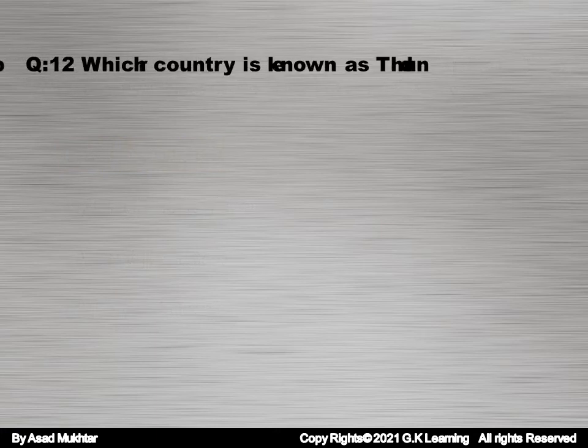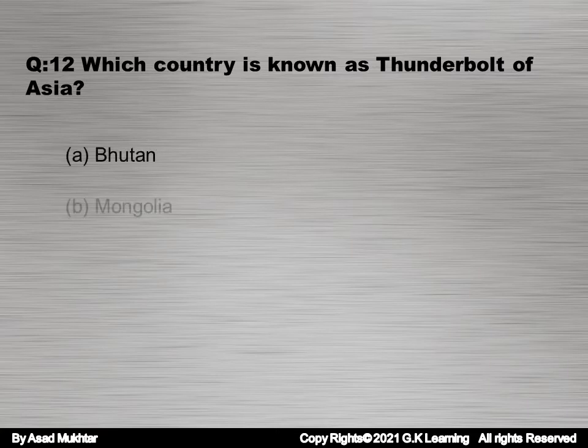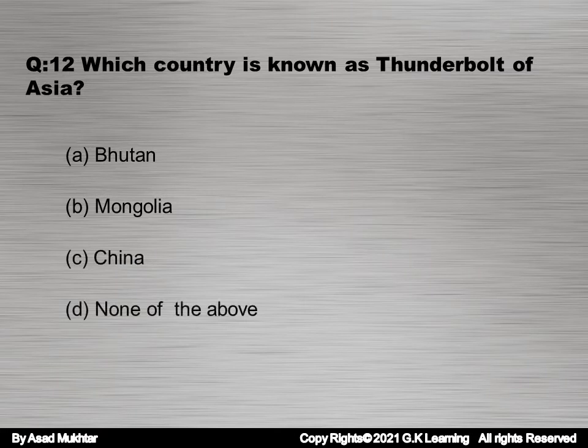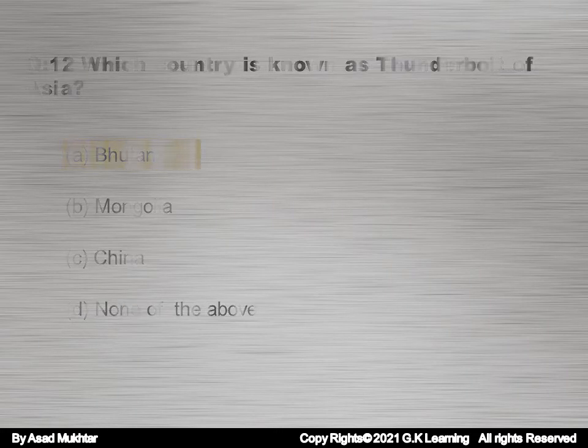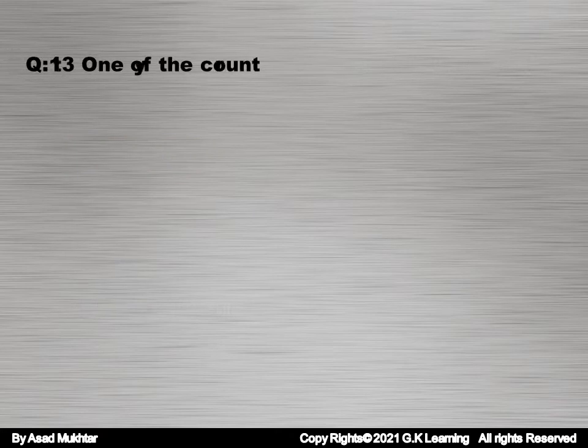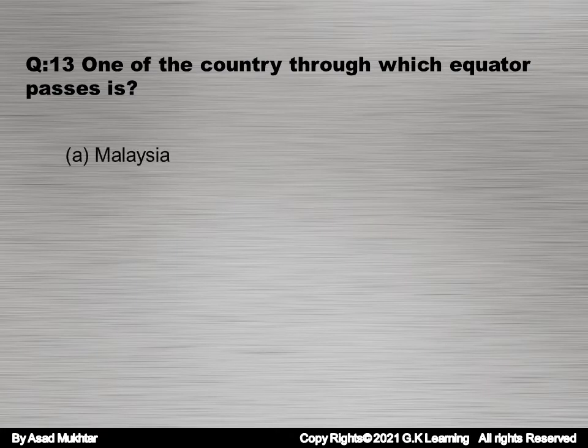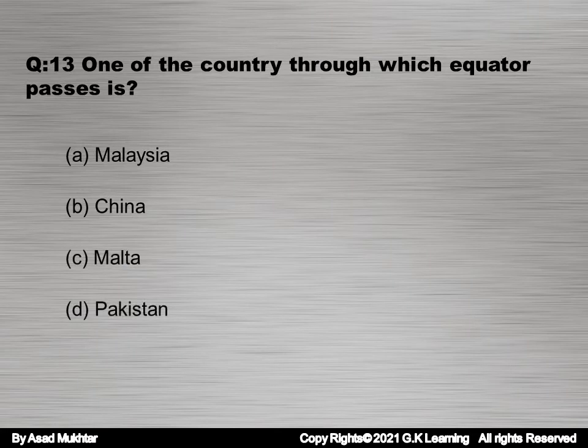Which country is known as Thunderbolt of Asia? Bhutan, Mongolia, China, none of the above. The answer is Bhutan. One of the countries through which the equator passes is Malaysia, China, Malta, Pakistan. The answer is Malaysia.